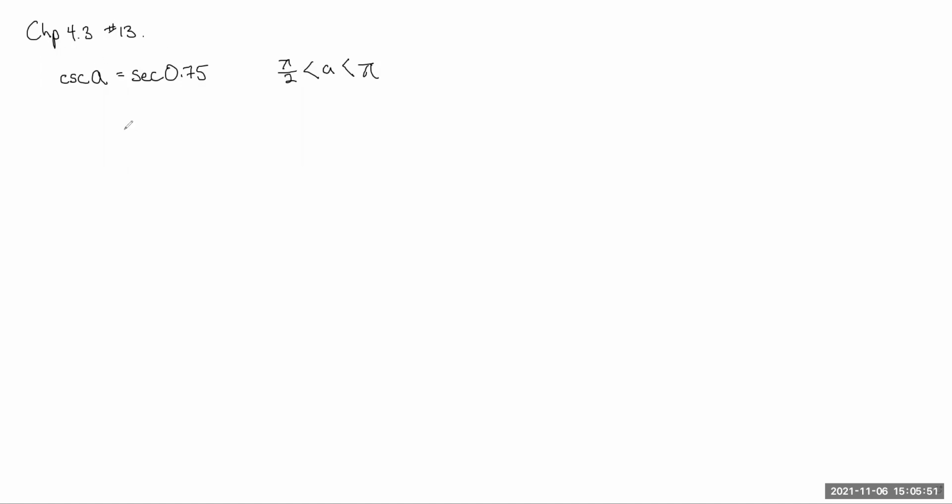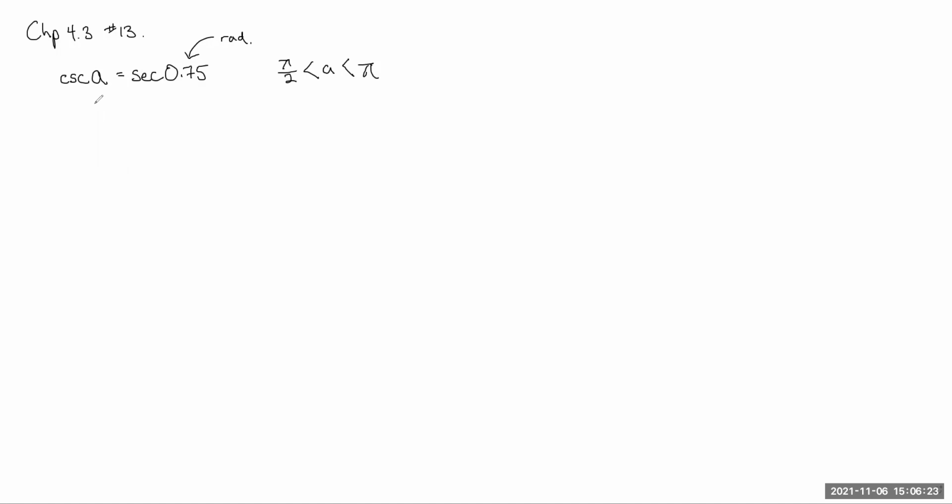So, paraphrasing, the question says cosecant of some angle A is equal to secant of 0.75. So clearly this is going to be a co-function question, right? When cosecant and secant are put together. We also know that the question says angle A is in quadrant 2. Another way of saying that is it's between pi over 2 and pi. Please keep in mind that 0.75 is in radians as well, not degrees.